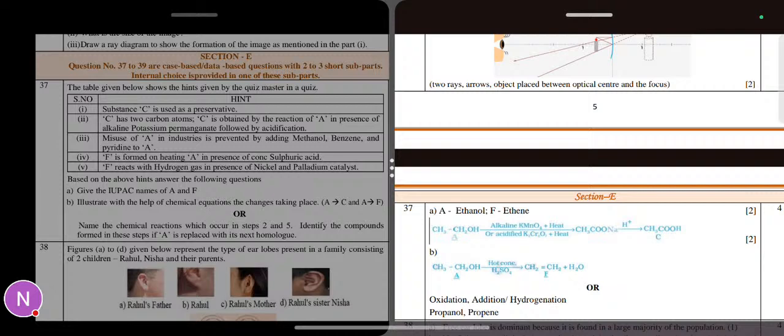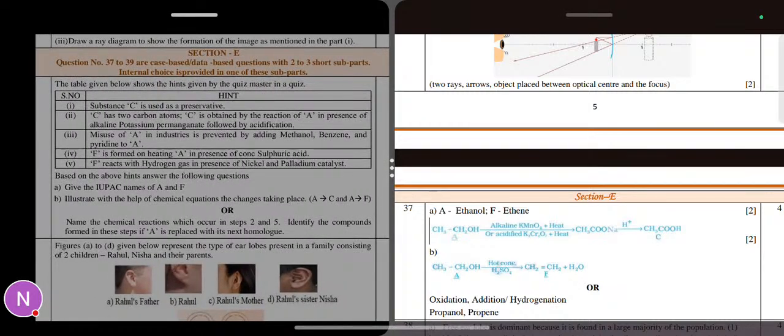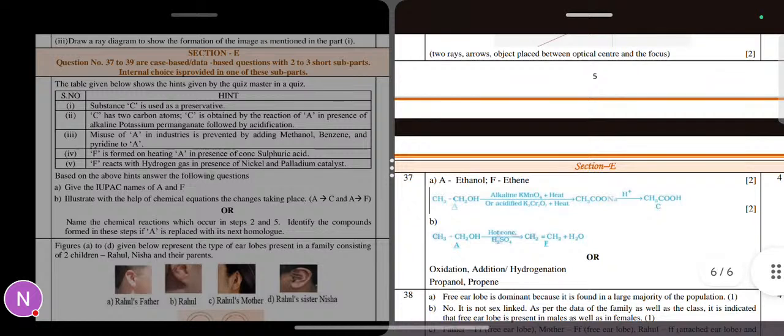And illustrate with the help of chemical equations the changes taking place. Or name the chemical reaction which occurs in step 2 and 5 and identify the compounds formed in these steps if A is replaced with its next homologue. So oxidation and addition or hydrogenation. So propanol and propane is formed.